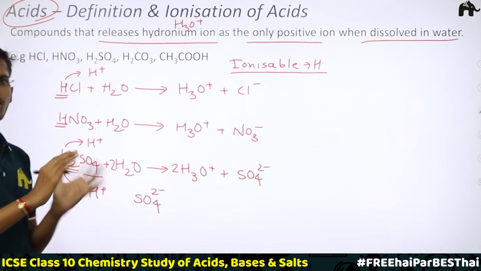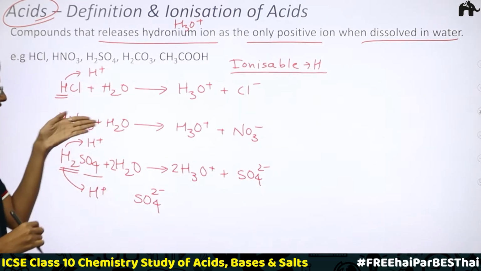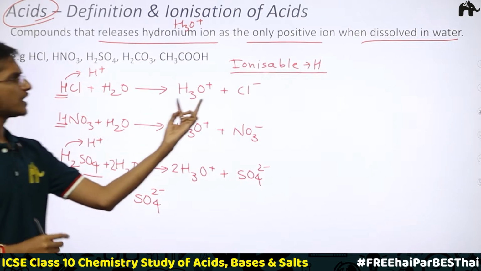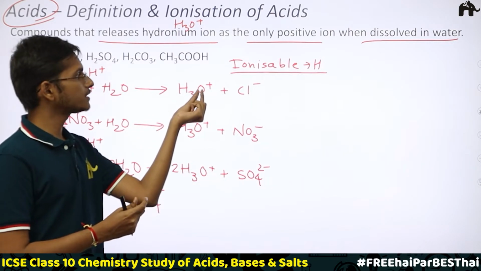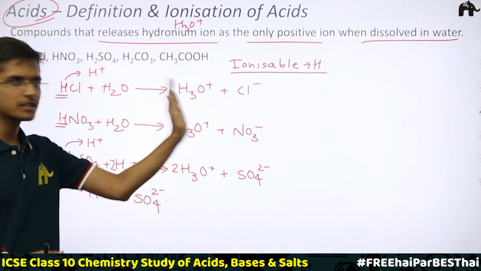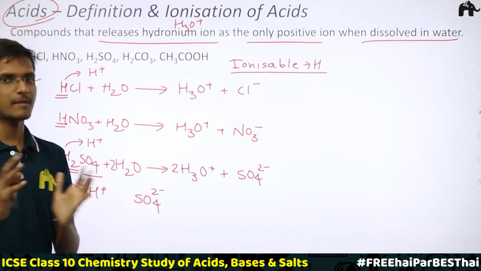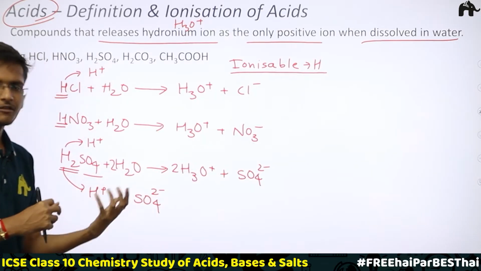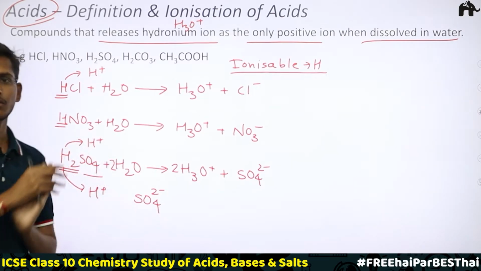Now what you can do is, after writing the ionization equation for acids, you can check in the products whether the charges are balanced or not. See here, H3O plus, 1 plus charge, 1 minus charge, 1 plus charge, 1 minus charge. So charges are balanced in these cases. Here, see, 2 plus charges, 2 minus charges, so charges are balanced. In that way you can understand that you have written the right equation for ionization.